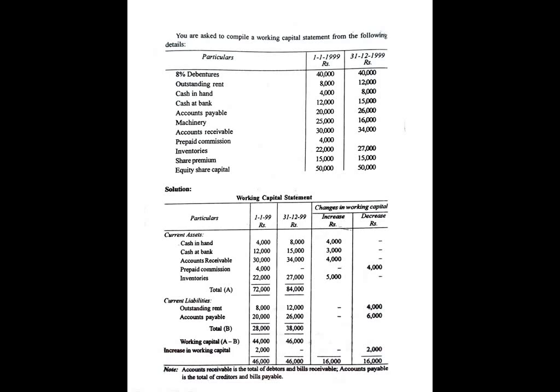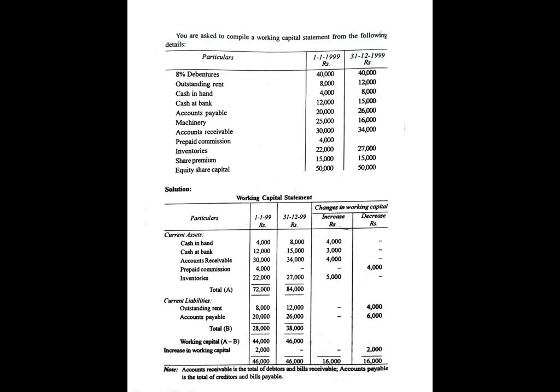Cash in hand 4,000, 8,000. Cash at bank 12,000, 15,000. Accounts payable 20,000 and 26,000. Machinery 25,000 and 16,000. Accounts receivable 30,000, 34,000. Then prepaid commission 4,000. Inventories 22,000 and 27,000. Share premium 15,000, 15,000. Equity share capital 50,000 and 50,000.